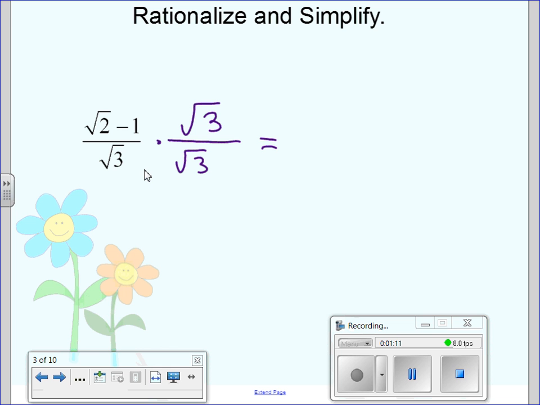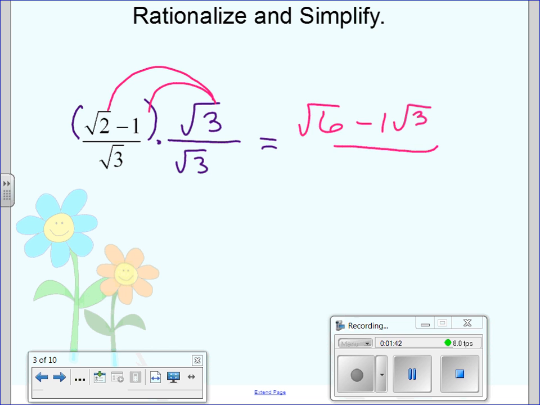But here's where life gets harder. See how our numerator is 2 terms? Anytime you have a numerator or a denominator with 2 terms, you have to put it in parentheses, because there'll be some distributing that will have to happen when we multiply by the radical 3. This radical 3 will need to get multiplied by the radical 2 to give you radical 6, but it will also need to be multiplied by the negative 1 to give you negative 1 radical 3. And that 1 could technically be invisible right there if you would like.